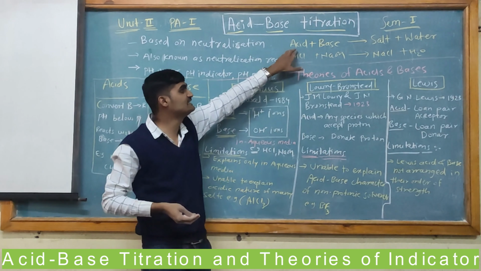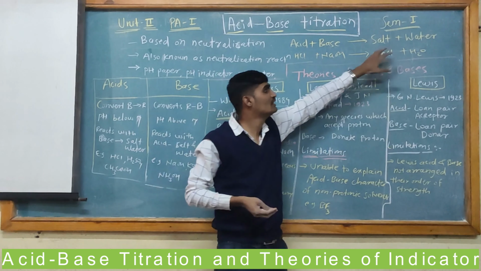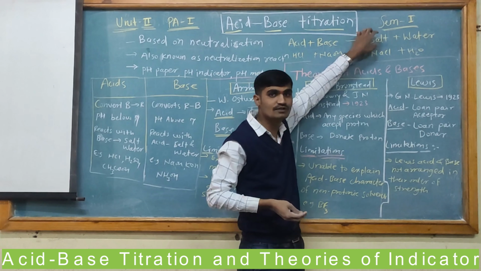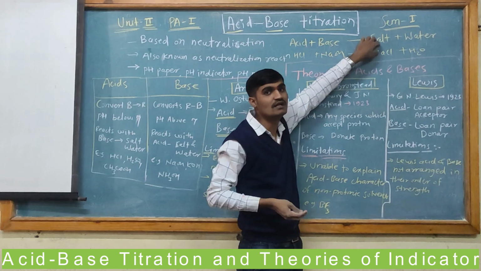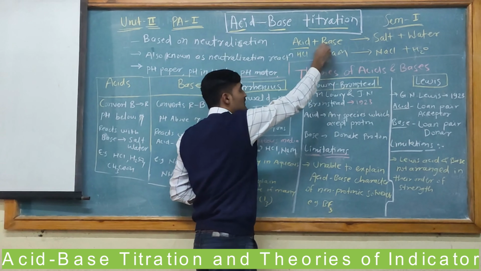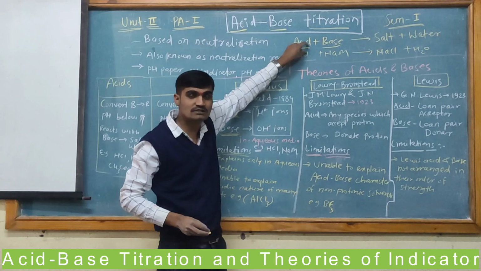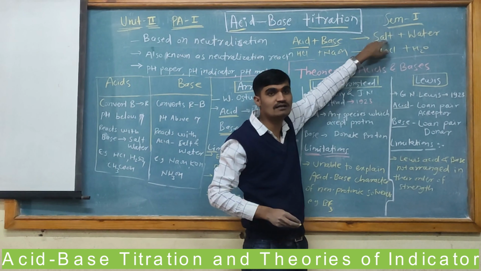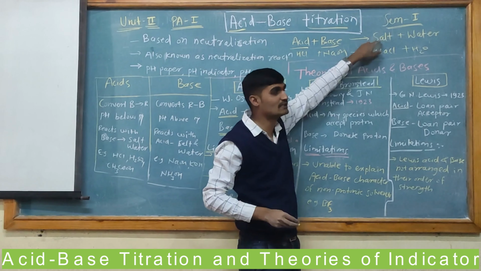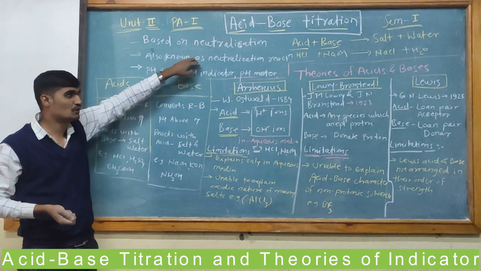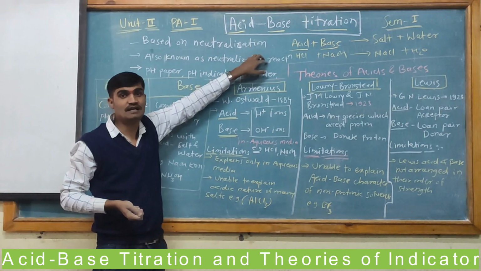When acid reacts with base, it gives a salt and water. We check the pH of this solution, and it is neutral. The acid has an acidic pH and the base has a basic pH, but when both solutions are mixed together they give salt and water with a neutral pH. Because of that it is called a neutralization reaction, or neutralization titration.